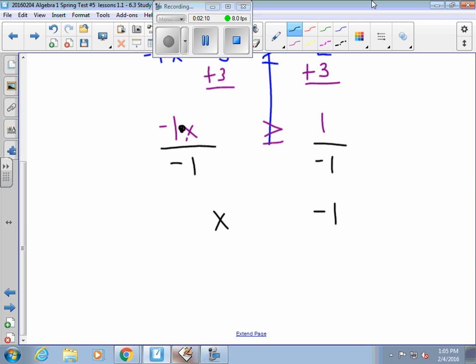Now, one more time, you ask yourself, do I need to reverse the symbol or leave it? In this case, we divided both sides by a negative number. Anytime you divide or multiply both sides by a negative number, you reverse the symbol. Greater than or equal to reverses to become less than or equal to. x is less than or equal to negative 1.